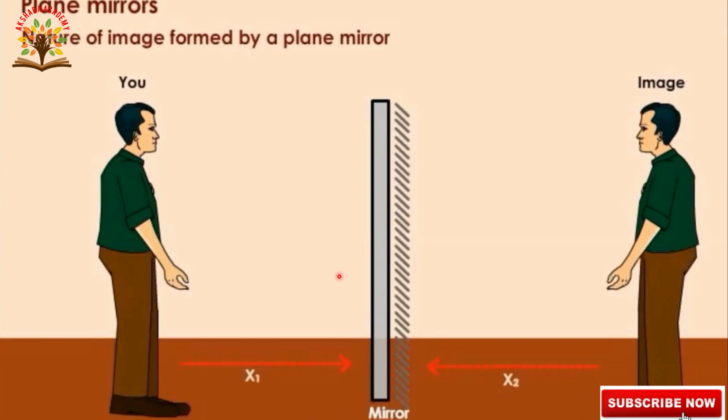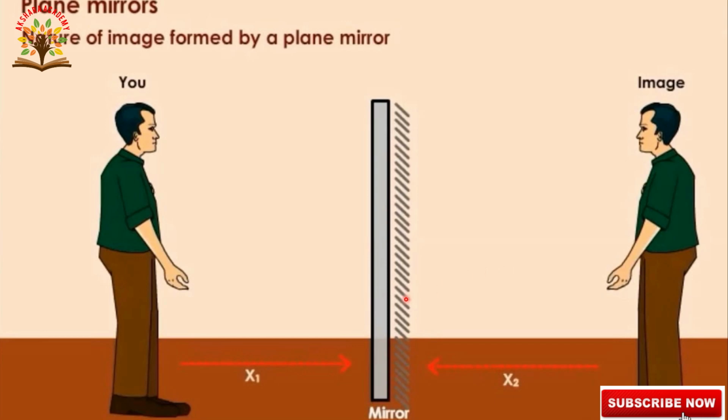The distance of the object and the distance of the image are the same, nothing but object distance is equal to image distance. This is the image height, and this is the object height. Object height is equal to image height.